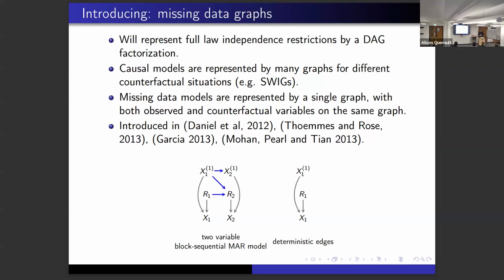So on the left, you have an example of what this graph might look like. On this graph, what do we have here? We have two underlying variables, X1 and X2. These are the variables we're interested in. We also have two indicators, because both of these variables are potentially missing. They each have an indicator. And each of these variables has a proxy, which is the version of that variable you see, which is either equal to its value or equal to question mark, depending on what the R tells it to do.